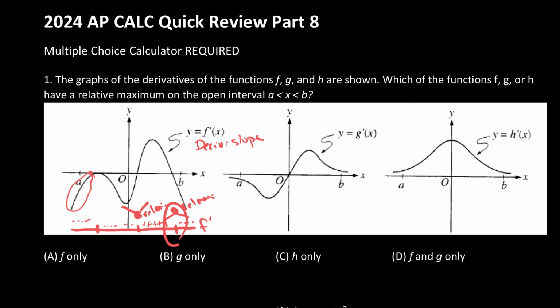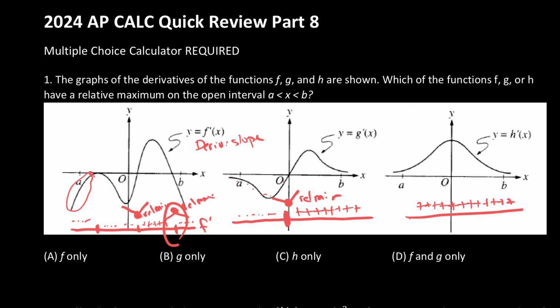Let's take a look at this one over here. If I were to make my number line, these are all slopes that are below. I hit a 0 right there, and then these are all slopes that are above. Below is a negative slope, above is a positive, so that gives me a relative minimum here. Looking at this one, I don't have any zeros, so everything is above the axis, so all the slopes here are positive. So the only answer is the first one, A, which is f only, that would have a relative maximum.